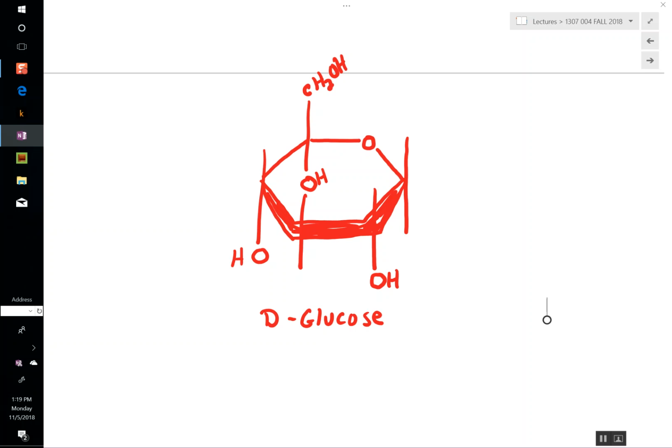So nature will use both alpha and beta. So don't think that, oh, I've got to switch it to alpha or beta. Both of them are biologically active forms of the ring structure of glucose.